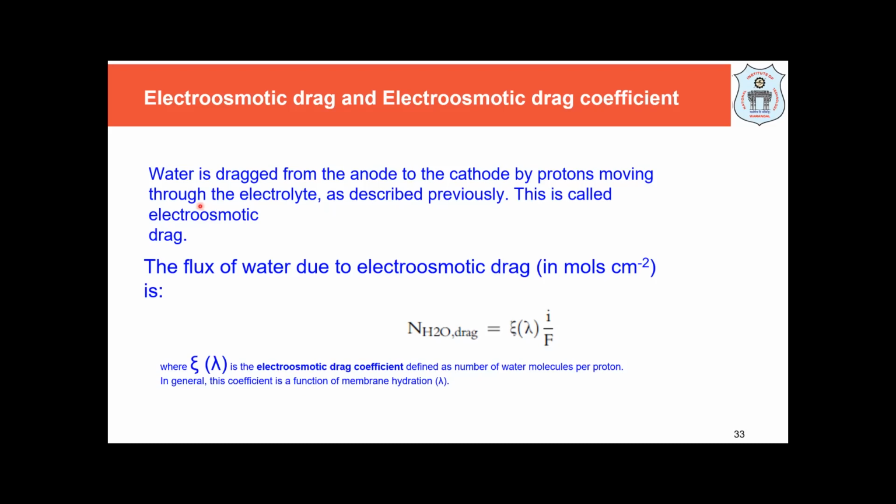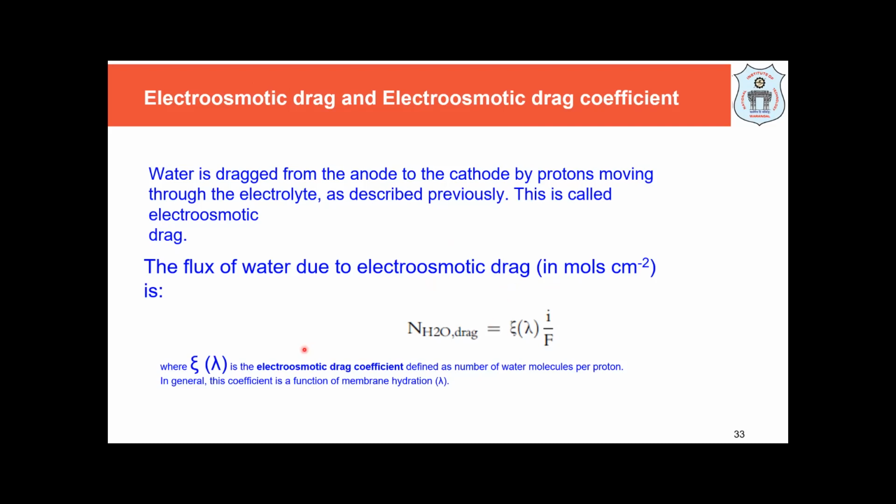Electroosmotic drag coefficient is defined as the number of water molecules per proton. In general, this coefficient is a function of membrane hydration, how much it is hydrated with water. Water is dragged from the anode to the cathode by the protons moving through the electrolyte, as described previously. This is called electroosmotic drag. Actually, only H+ ions are supposed to cross through the membrane, but in the momentum, they carry the water along with them. So that is called electroosmotic drag.